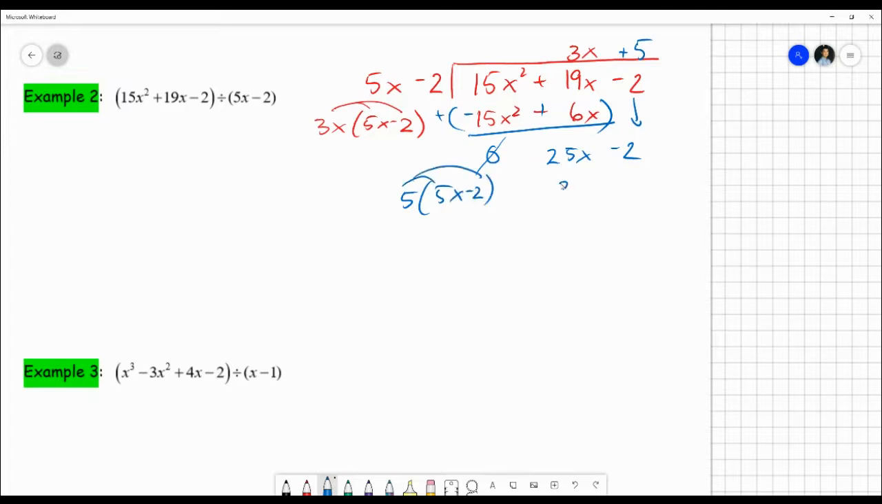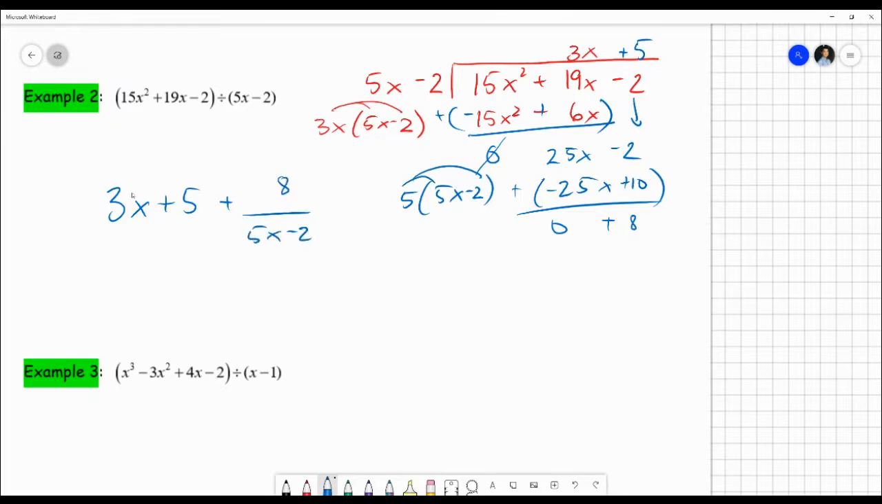Go ahead and distribute. Make sure you change all your signs. And we have a remainder of positive 8. All right, so our final answer is 3x plus 5 plus 8 over 5x minus 2.